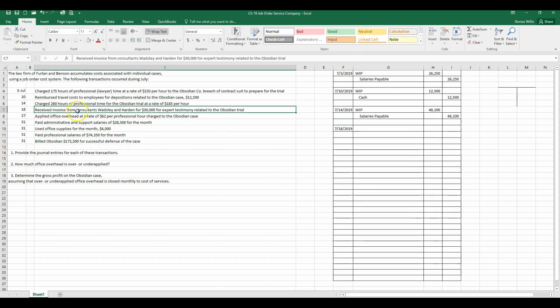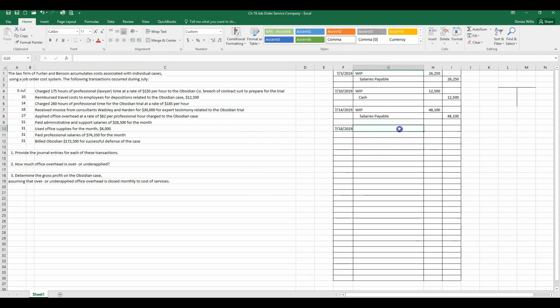Okay, and it says we received an invoice from consultants Wadsley and Harden for $30,000 for expert testimony related to this case. So we paid somebody else on the outside for expert testimony. This is still a charge to that case, so we are still going to debit work in process. And they said it's $30,000. What are we going to credit? It says that we received the invoice, but it does not say that we paid it. So this is going to leave us with some kind of payable. I think in this case we're going to use an account called consultant fees payable. And we'll credit that $30,000. Okay, so we got the 18th done.